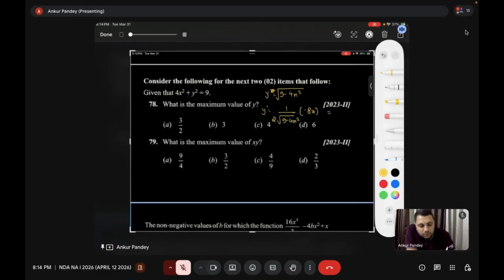If I want this to be equal to 0, x equal to 0 is my only answer. Is there any other answer? No. So I have only 1 point. And 1 point means whatever they are asking. So if I put x equal to 0, I get y equal to plus or minus 3. They are asking maximum value. So plus 3. Ready?